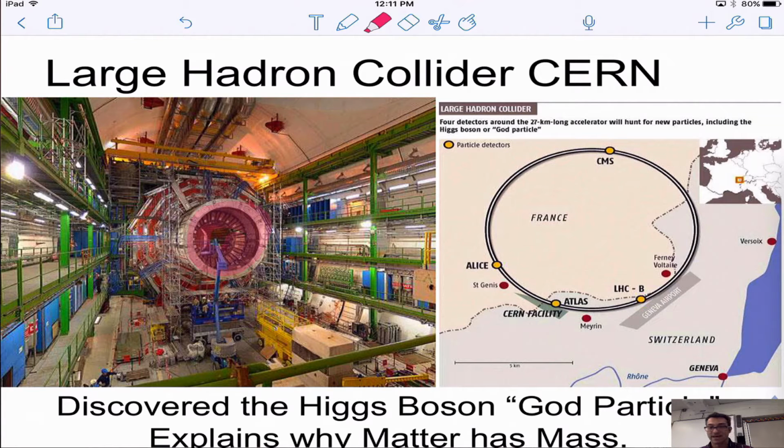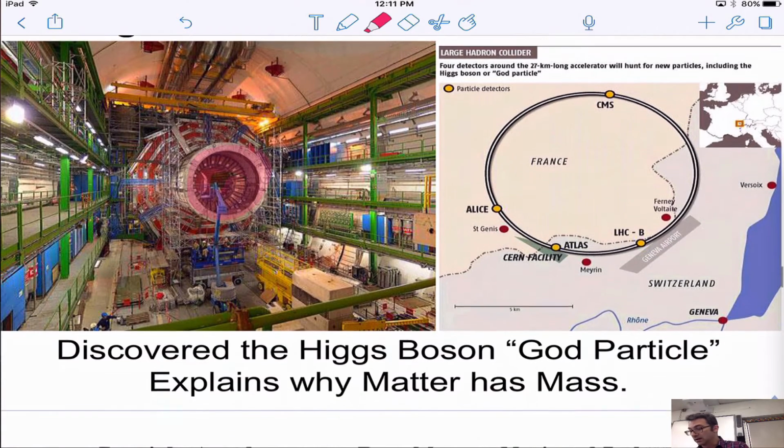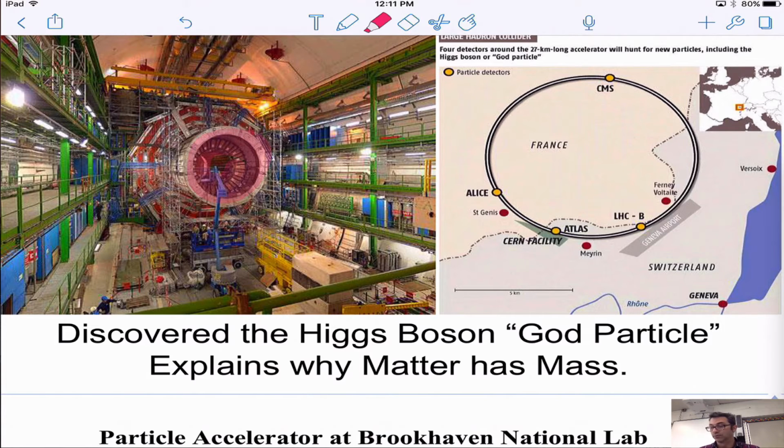And there's a great movie that talks about the discovery of the Higgs boson particle, which is why matter exists, why matter has mass. They call it the God particle. And it's on Netflix. There's a great documentary about the making of CERN, the setbacks, the time it took, and then the discovery of the Higgs boson particle.